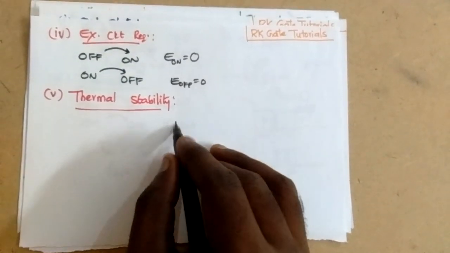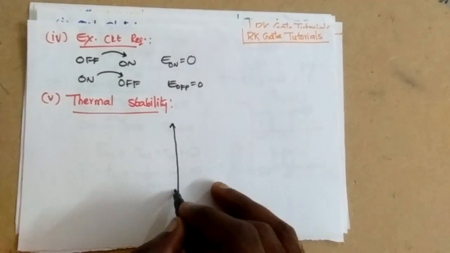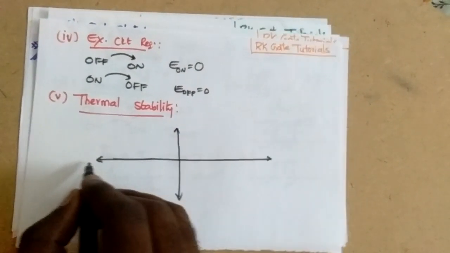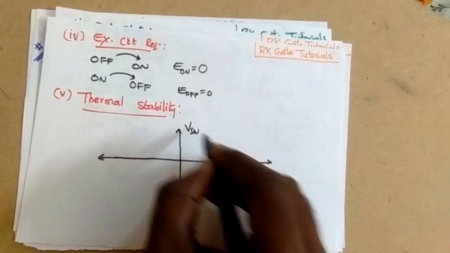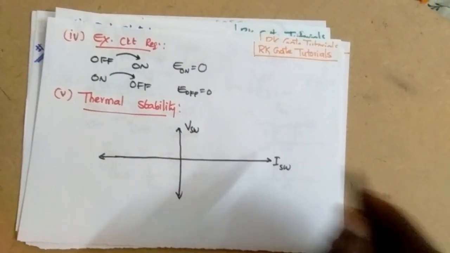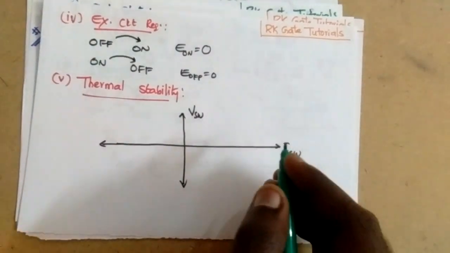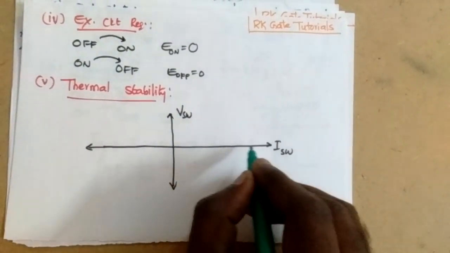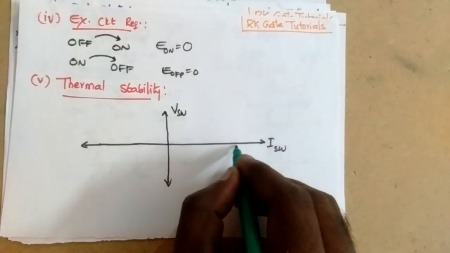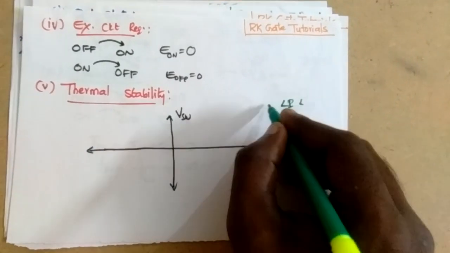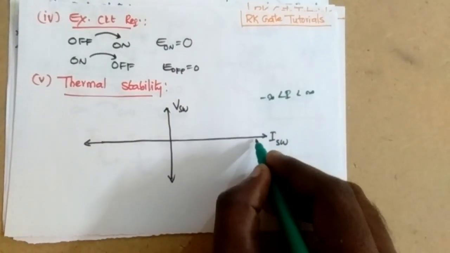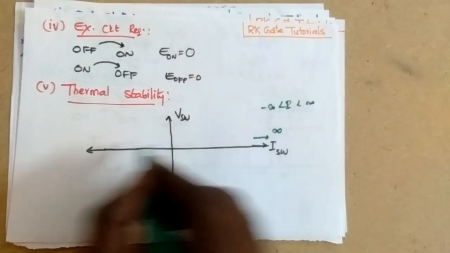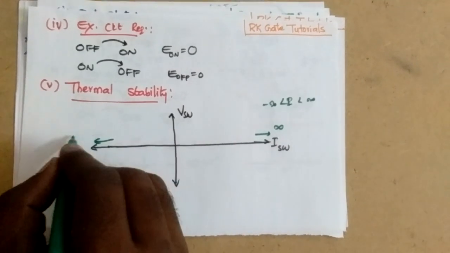Let us see the characteristics once. Voltage versus current. Let me take this as switch voltage, and this can be switch current. Now let us see, during the on position, what happens? The current increases, voltage becomes zero. The current increases till where? Just now we have seen I is between minus infinity to plus infinity. So somewhere here it will be plus infinity, and somewhere here it will be minus infinity.